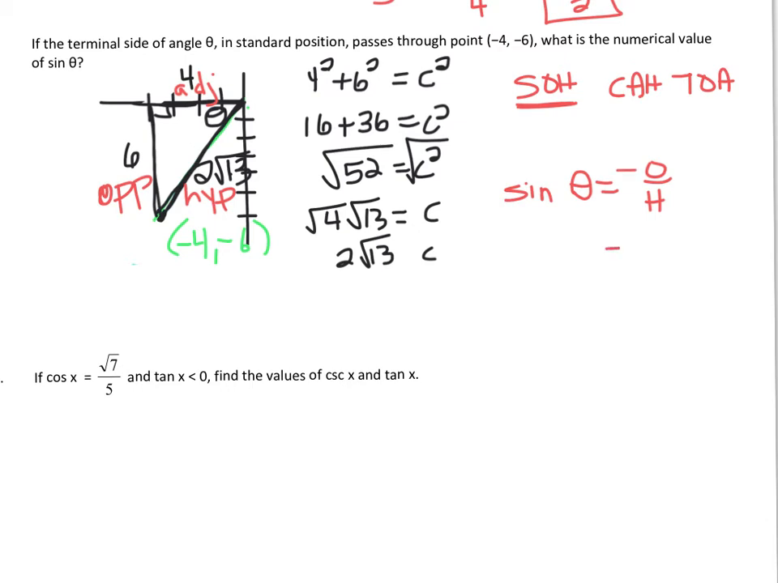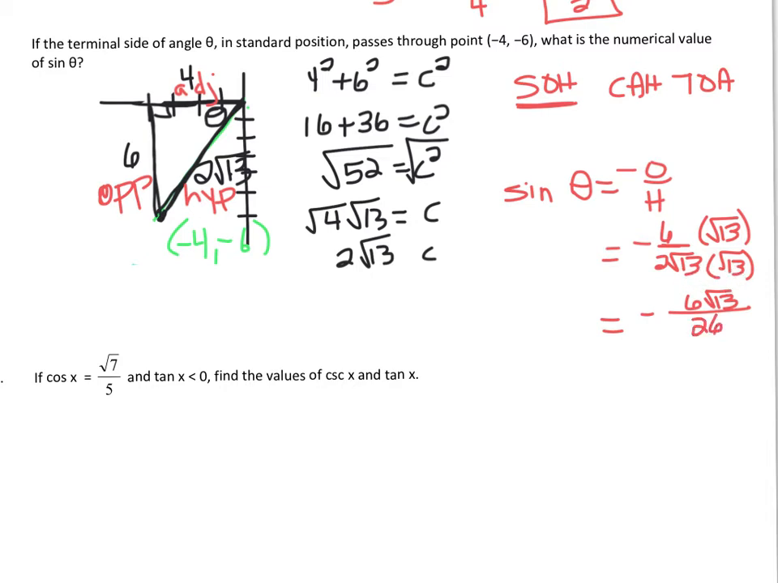Now let's just plug in our numbers. So sine of theta equals negative, the opposite is 6, and the hypotenuse is 2 radical 13. All right, now here's the deal. You don't want to leave yourself with a radical in the denominator of the fraction, so we know we rationalize it, right? We multiply the top and the bottom by radical 13. All right, so that's going to leave us with negative, on the top, it's just negative 6 radical 13. And then in the denominator, since radical 13 times radical 13 is 13, we have to do 2 times 13, which is 26.